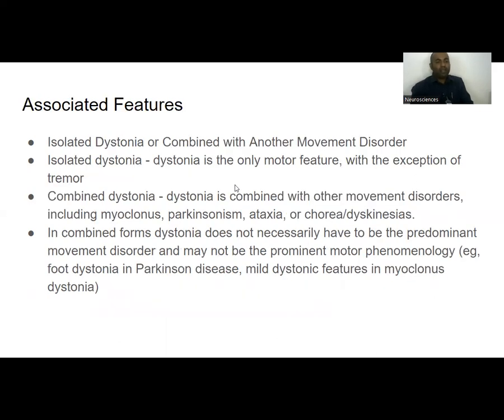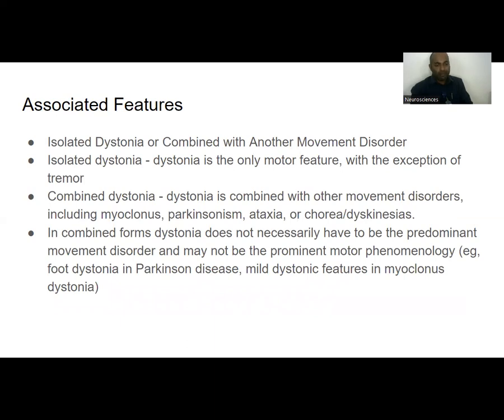Right. So based on associated features, isolated or combined. Isolated dystonia is where dystonia is the only motor feature, with the exception of tremor. Combined dystonia is dystonia combined with other movement disorders like myoclonus, Parkinsonism, ataxia, chorea.